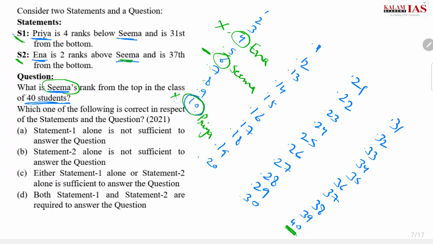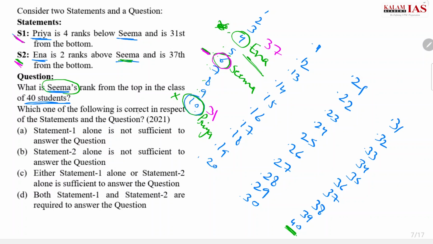So if we don't have this condition, we could have arrived at this condition directly from Anna's position also, because she is 37th from the bottom. Priya is 31st from the bottom and Anna is 37th from the bottom. And Seema is 2 ranks below Anna. So we could have found Seema's rank even from the first statement or from the second statement.